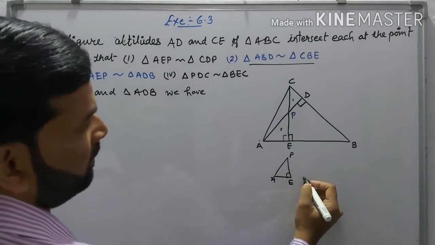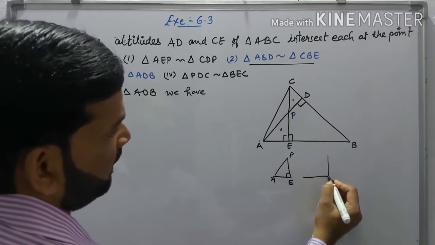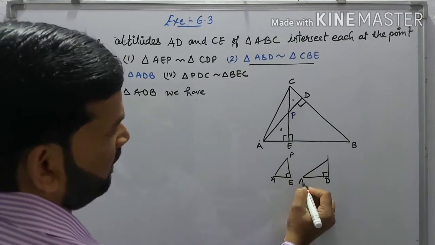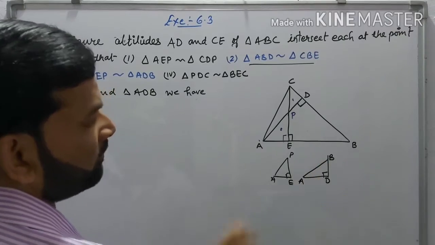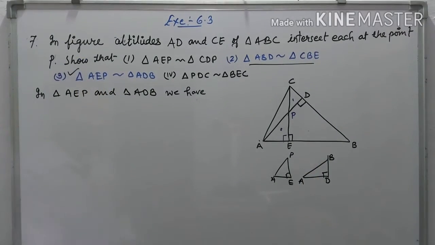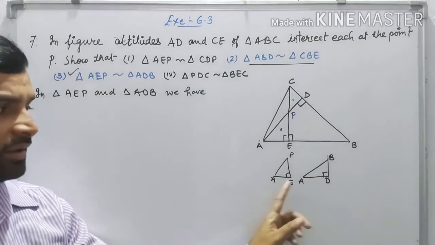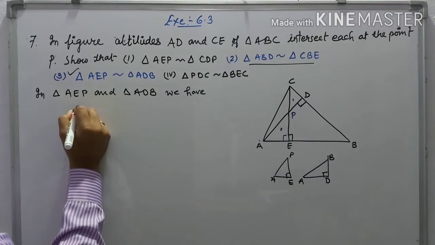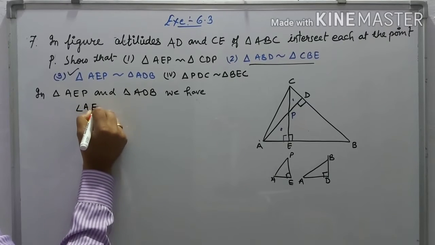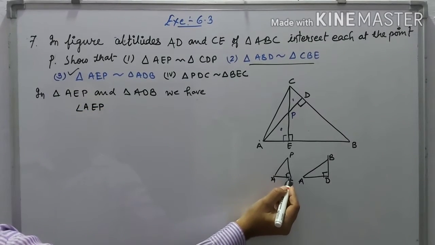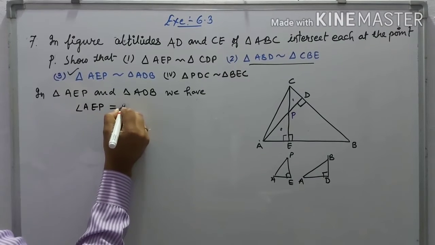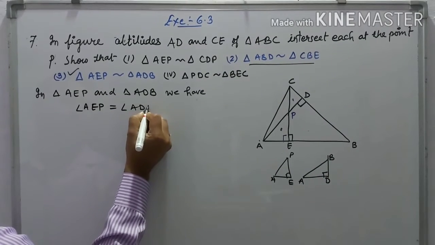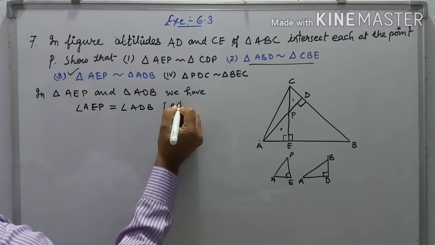ADB. Now write the angle of D is 90. In the same way you draw 90 in ADB. Okay, the angle of E and the angle of D are 90, and angle A and angle A are common. We write angle AEP equal to angle ADB. Why? Because the value is 90.